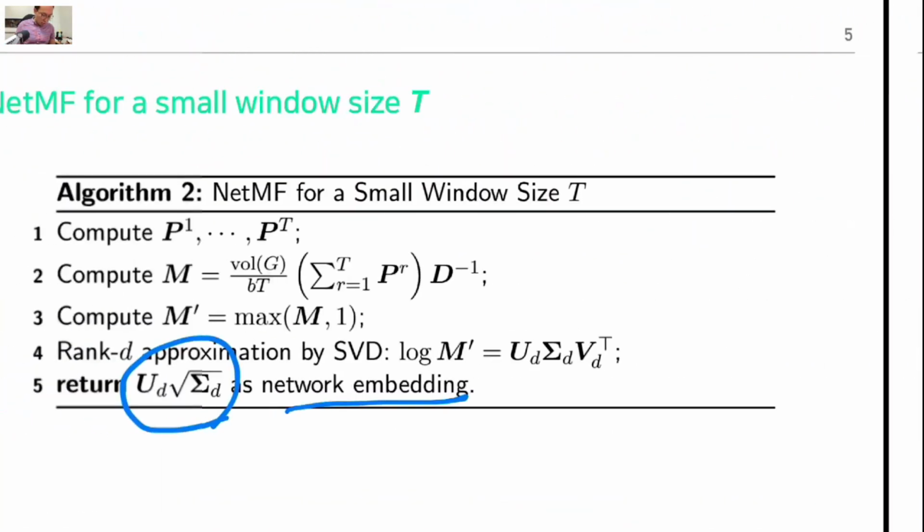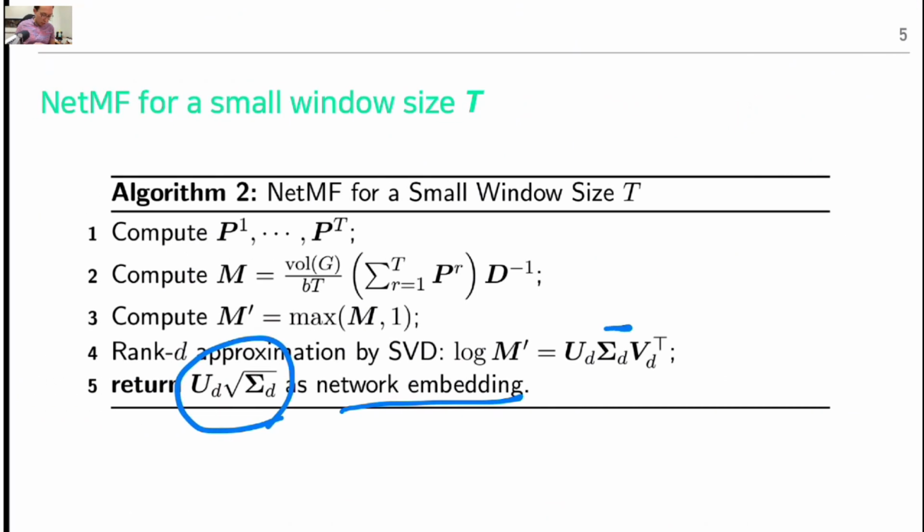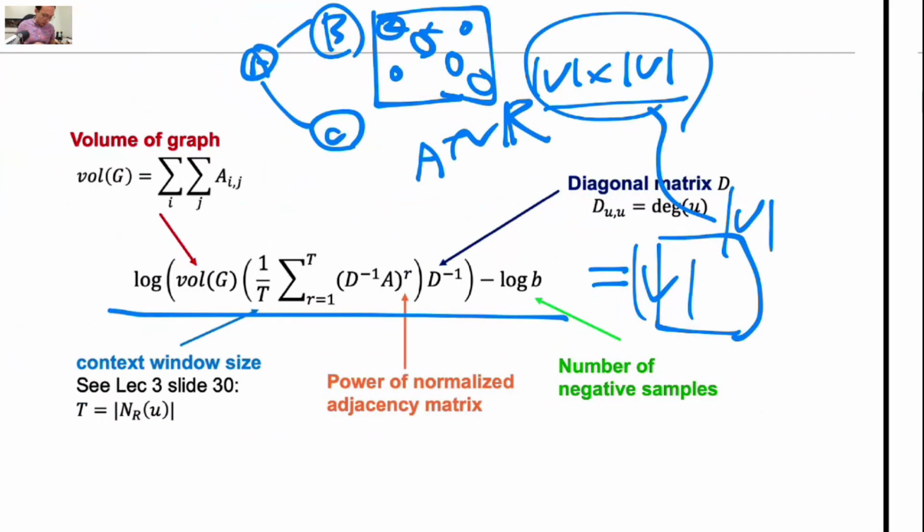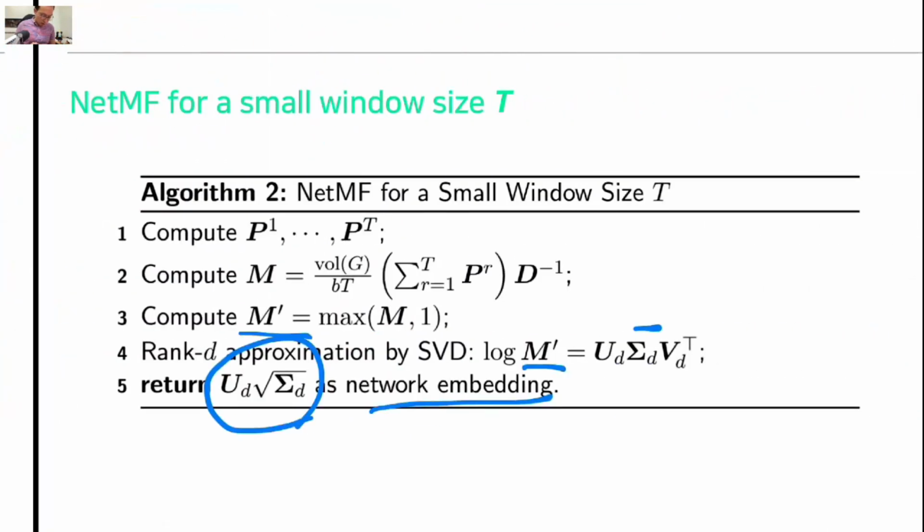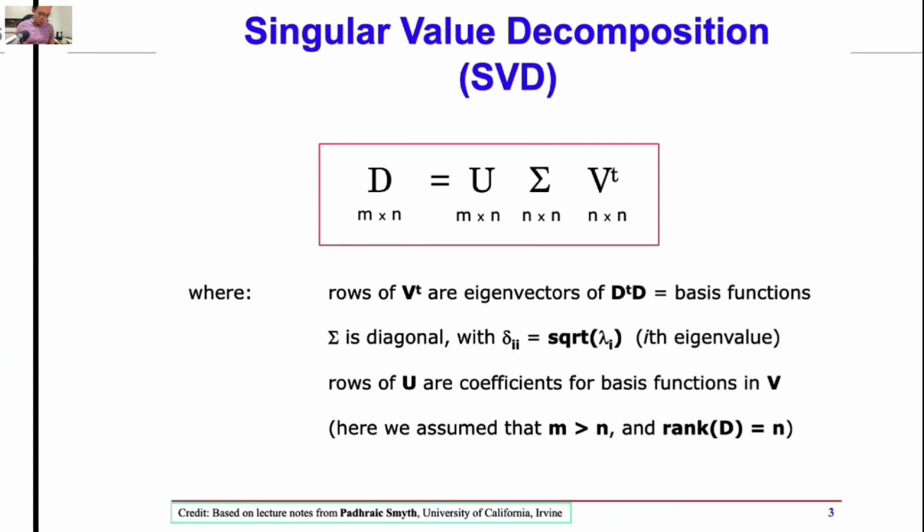So for your information about the rank d approximation by SVD, we computed, for example, M. So we got the M from this, right? From the M, we have to decompose using SVD, but we give the specific rank d, right, for approximation. So let me recall your memory for the rank k approximation.